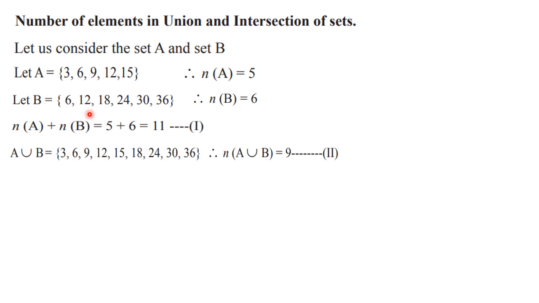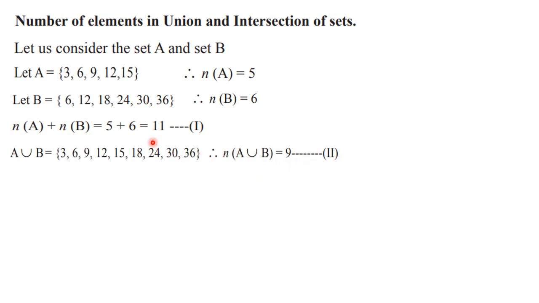12 is repeated, so not to write. Then these are now different: 18, 24, 30 and 36. So all the elements are written here. Let us count the elements in union: 1, 2, 3, 4, 5, 6, 7, 8 and 9. So n of A union B is 9. Before that, n of A plus n of B is done, that means here 5 plus 6, that is 11. It is numbered as 1, and n of A union B is numbered as 2.